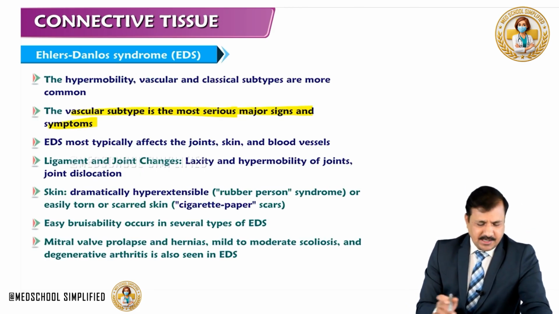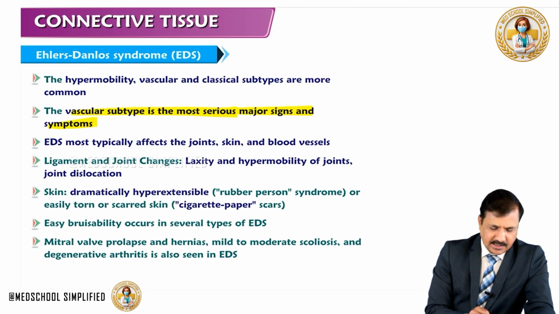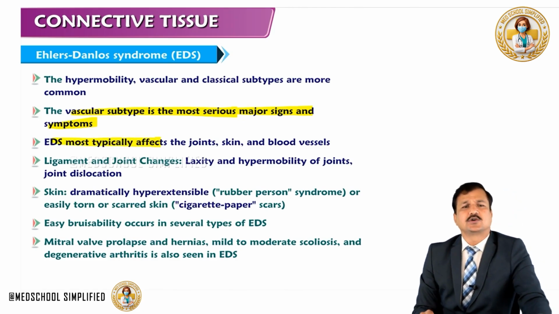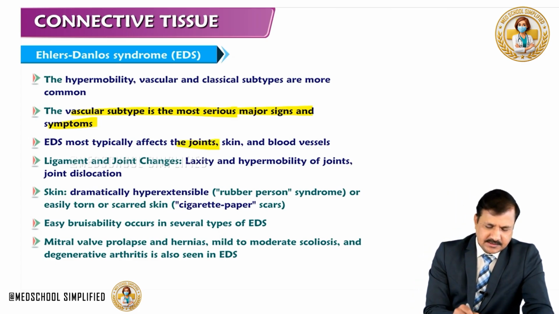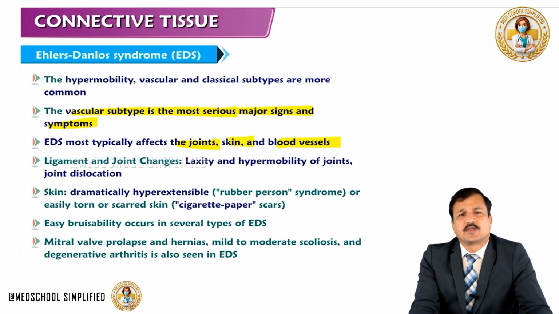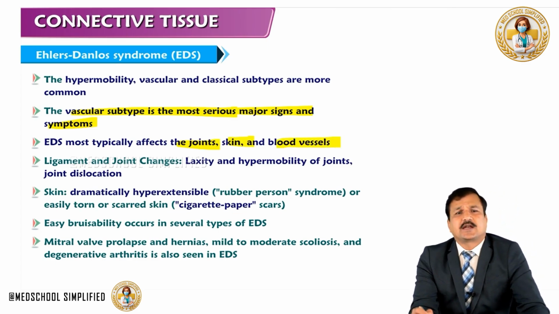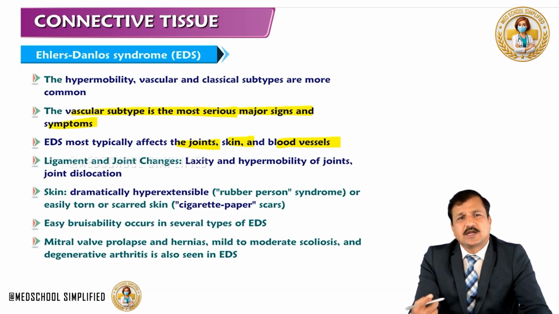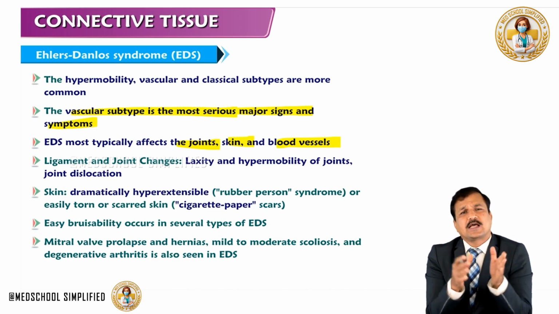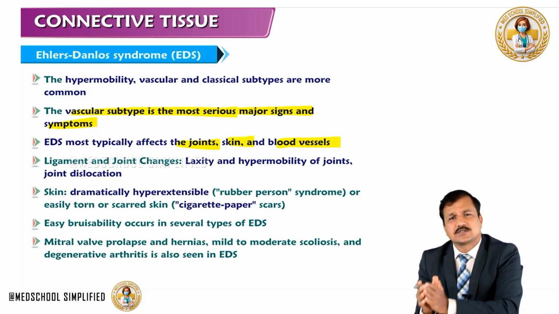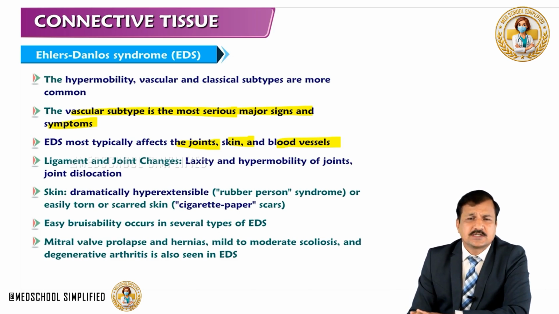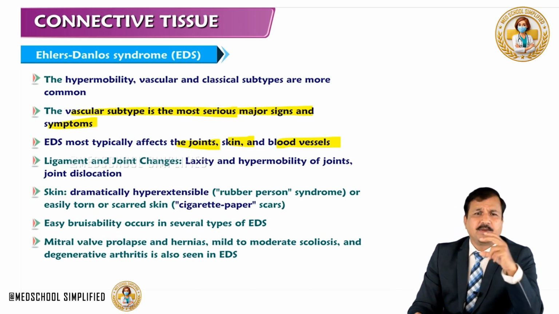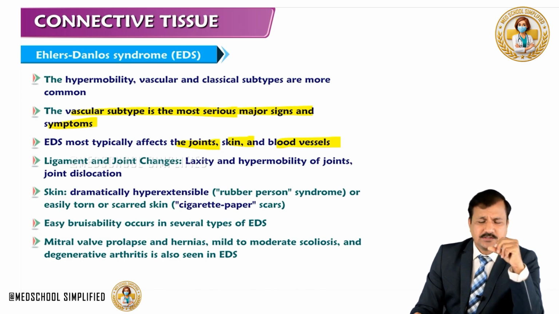Coming to the 3 major sites affected in Ehlers-Danlos syndrome patients: it most typically affects joints, skin and blood vessels. EDS is characterized by hyperelasticity of the skin and hypermobile joints. The classic and hypermobile types are the most common types as per the Villefranche classification. Now let's look at the major signs and symptoms of Ehlers-Danlos syndrome.